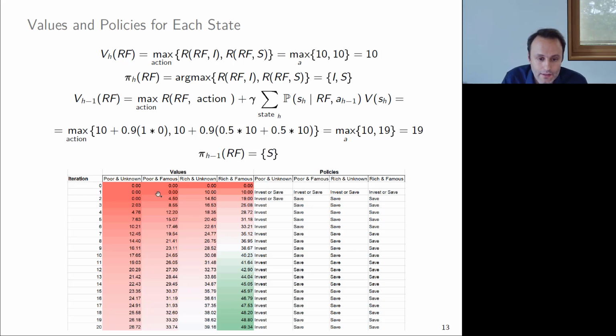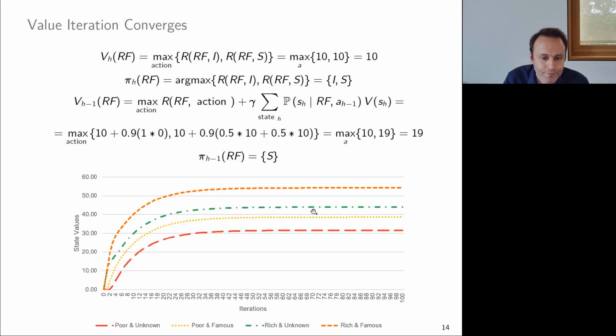So we see here that in the very last iteration, which is here a 1, we have invest or save in all of the states as a policy. In the period before that, for the 3 states, poor and famous, rich and unknown, and rich and famous, we have always save. And only for poor and unknown, we have still invest or save. And then it changes to invest only. So you see here, this policy is non-stationary because it's not always the same, so it changes.